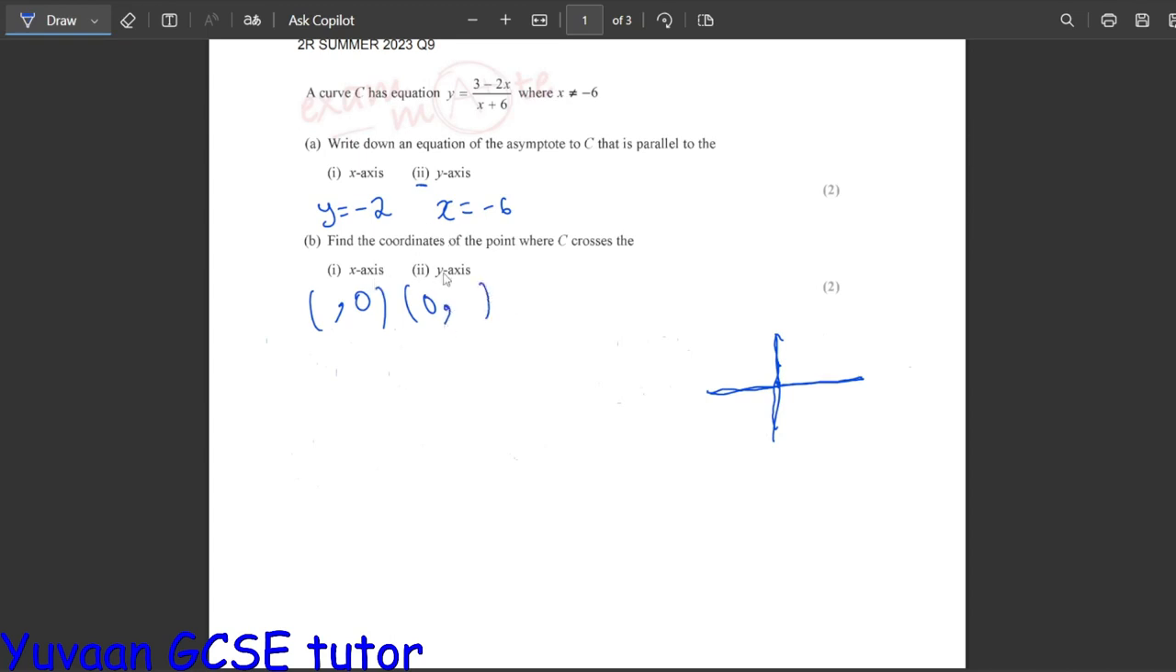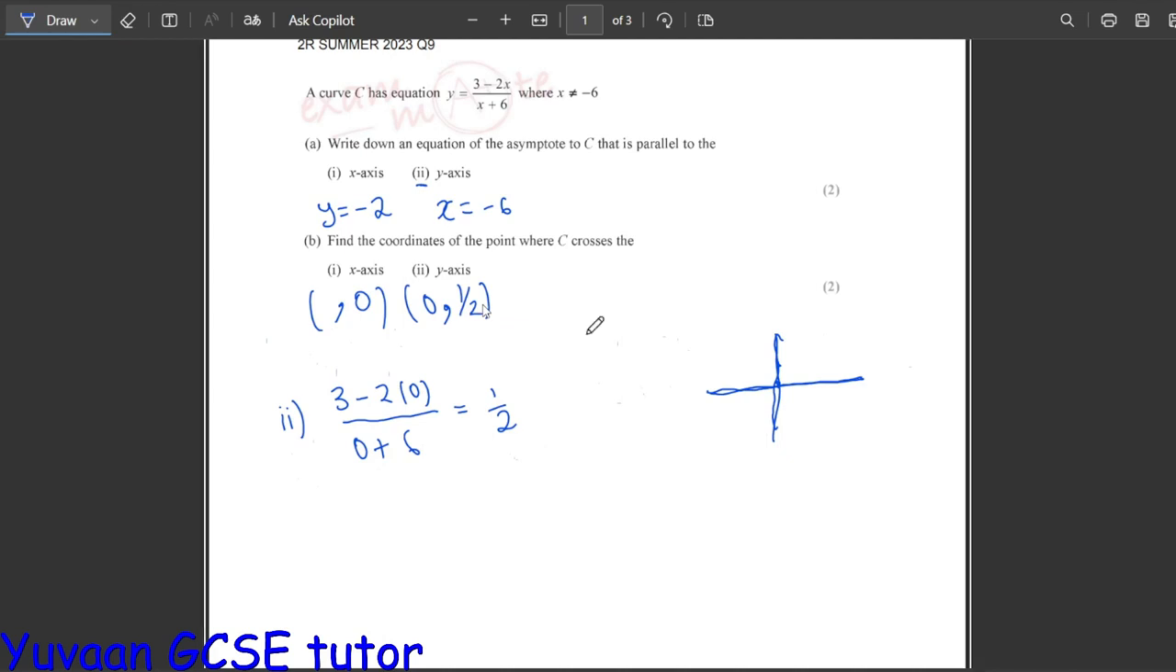So let's do the easier one first, the y-intercept. To find the y-intercept, obviously it's x equals 0, right? So we can just substitute 0 in place of x and get our y value. If we just put all of this into the calculator, you get a half. So when x is 0, y is a half. So the coordinates of the y-intercept are 0, comma half.